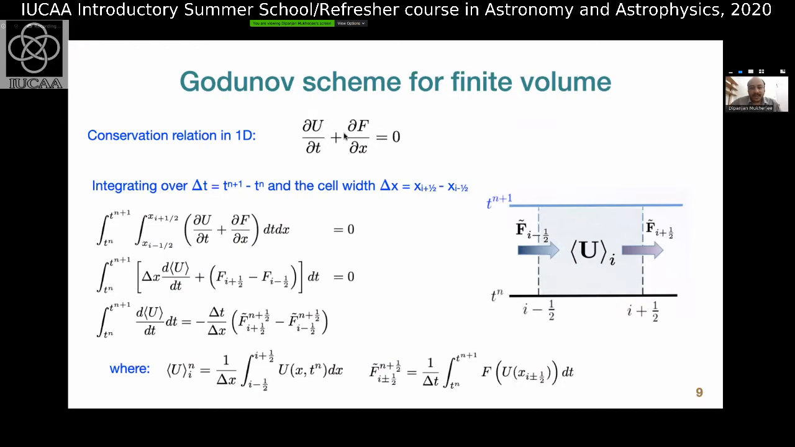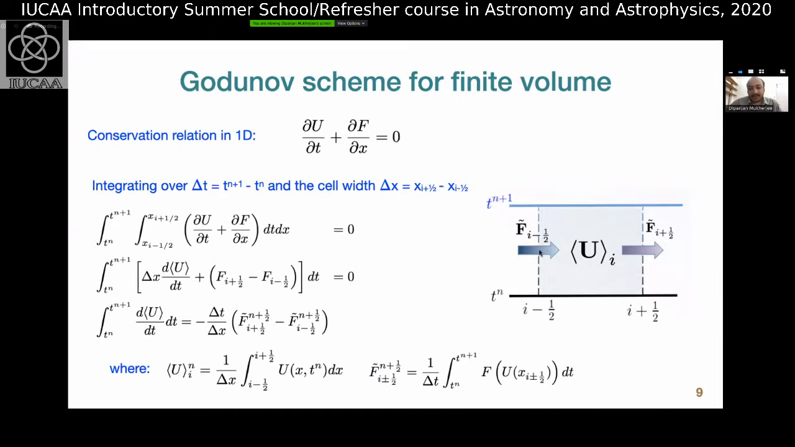So rate of change of time plus a divergence of flux, which is just the del f del x. Now we integrate over both time and space. By simple Gauss's theorem, the integration over space of this quantity is just the difference of fluxes, right? Because that's what Gauss's theorem tells you: the divergence of a quantity is just the difference of the total fluxes across the surface.